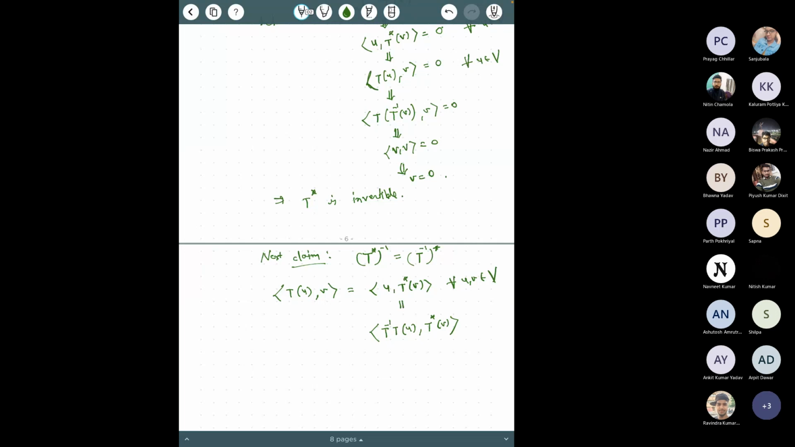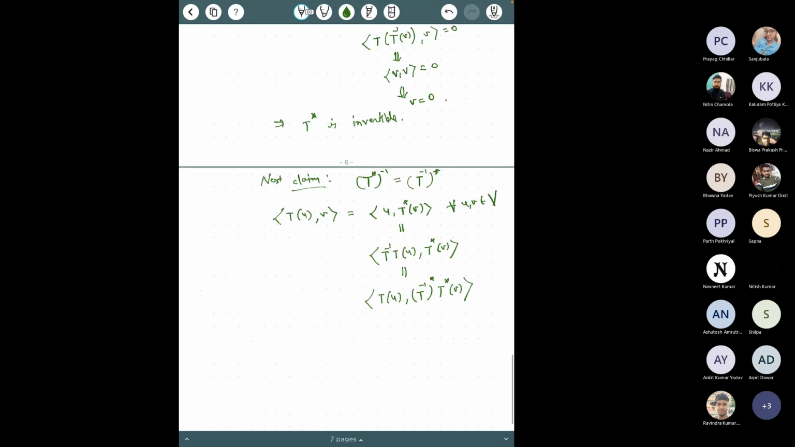Right? But then what can I say from here? Can I write this as the inner product of T of U, T inverse star, T star V? Can I do that? Yes, because I have already shown that T inverse exists. T inverse is given to us. Since T is a linear operator, T inverse is also a linear operator, and it's on a finite dimensional inner product space. So we can also talk about the adjoint of T inverse. We have already proved that, so there is no harm in that. So I'm taking now the adjoint of T inverse here.